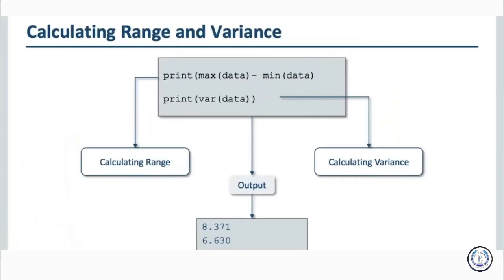So in order to calculate the range, as I told you, most of the languages support the calculation of the maximum value and the minimum value of the whole data set directly with the help of some APIs. Those APIs are max and min here in this case. So max of data minus min of data will give you the range. And if you want to calculate the variance of that data, just call the var function. It will give you the variance of the whole data set.